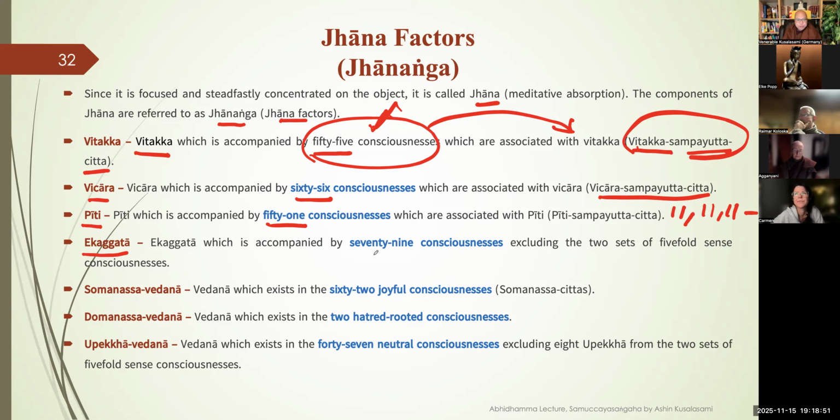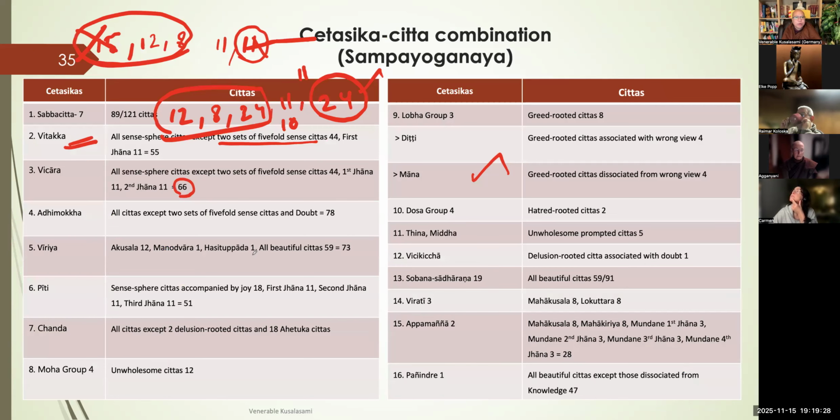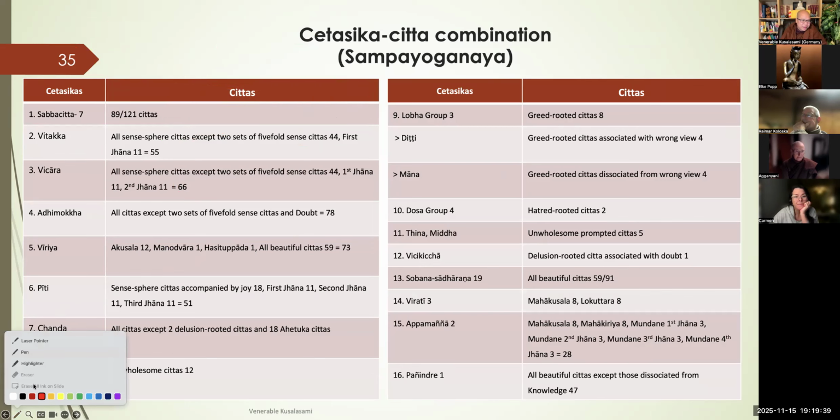Ikagada is accompanied by 79 consciousness, excluding the two sets of five sense consciousness. Something here is not the same as in the Chittasika chapter. In the Chittasika chapter, Ikagada is found in all the Jadas, all 89 Jadas. I will show you this one. If you remember all this, I'm sorry for the repetition, but I care for the learners who do not remember and do not have all this knowledge in mind.